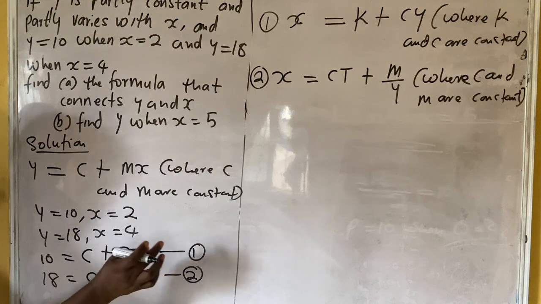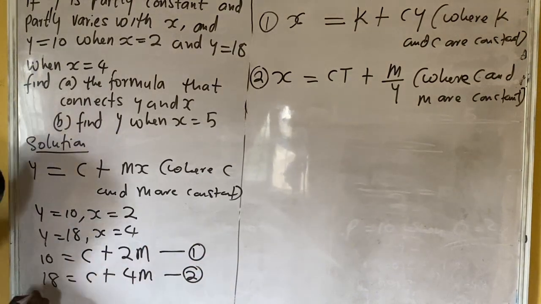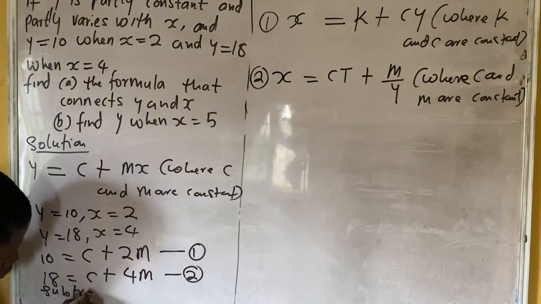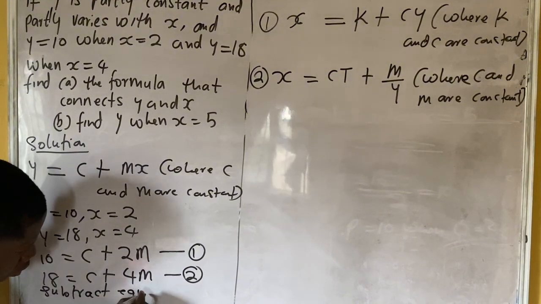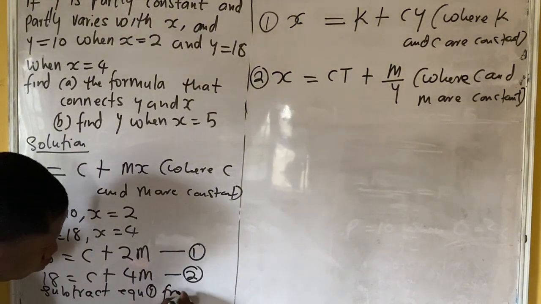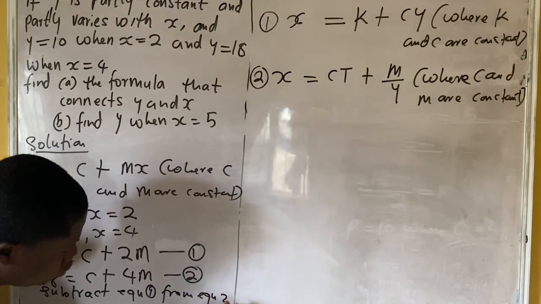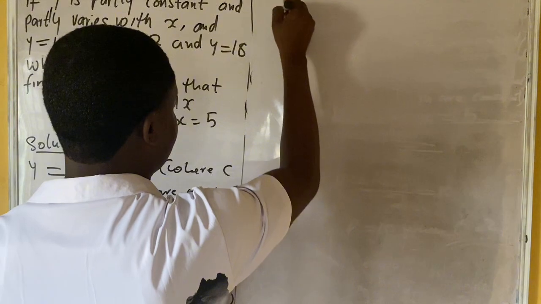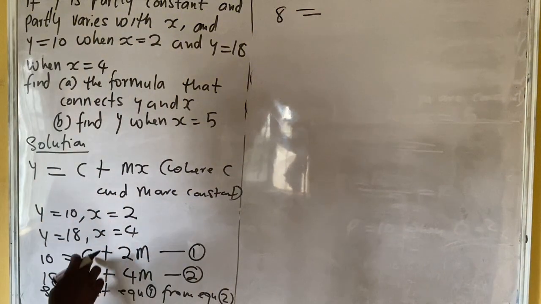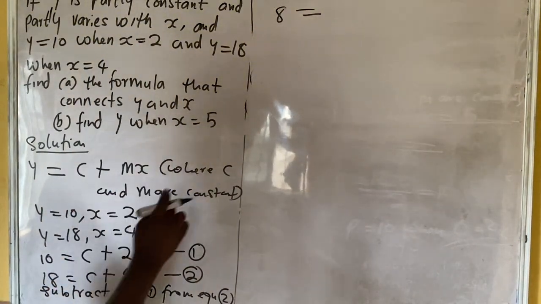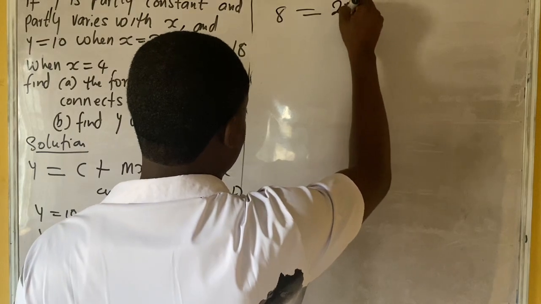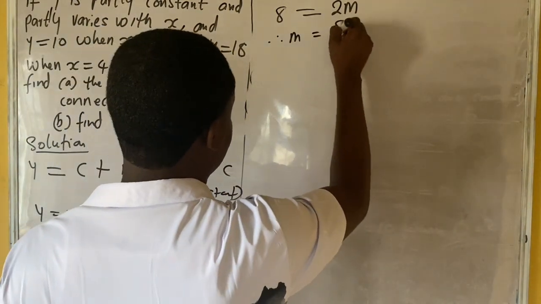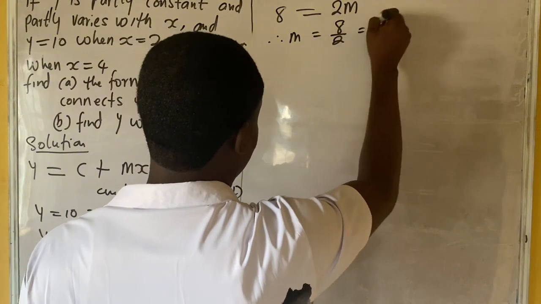Subtract equation 1 from equation 2. 18 minus 10 will give us 8 is equals to c minus c is 0. So we'll have 4m minus 2m, which will give us 2m. So therefore, our m is equals to 8 divided by 2, and that will give us 4.